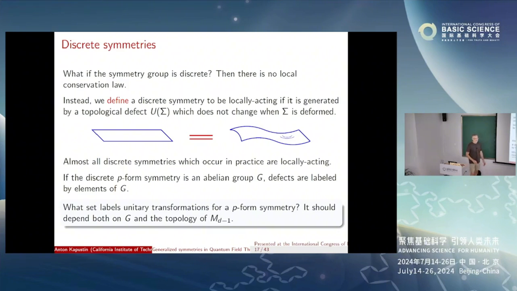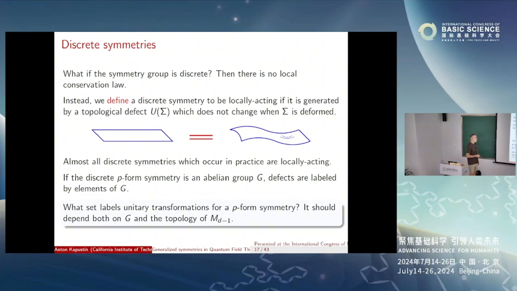Now, so far I've been talking about continuous symmetries. What about if the symmetry is discrete? Well, then you cannot talk about a local conservation law. Instead, you have to define a discrete symmetry to be locally acting if its defect can be promoted from flat to arbitrary sigma in such a way that it's topological. So we have some topological defect. Whenever you have a topological defect, which does not change when sigma is deformed, and these defects are labeled by some discrete label, you have a discrete locally acting symmetry.